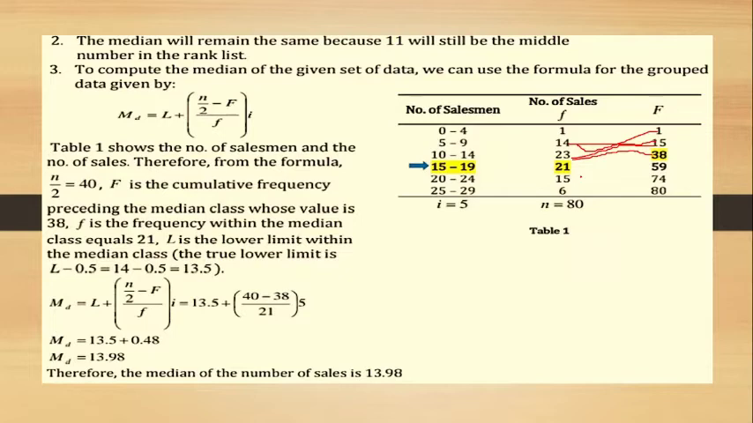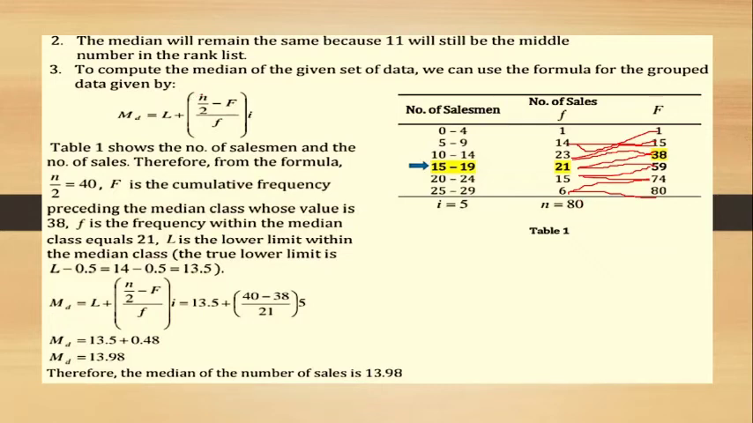And then, add 21 plus 38. 21 plus 38 is 59. Next, 59 plus 15 is 74. And then, 6 plus 74 is 80. Okay. And then, get the half n over 2 here.